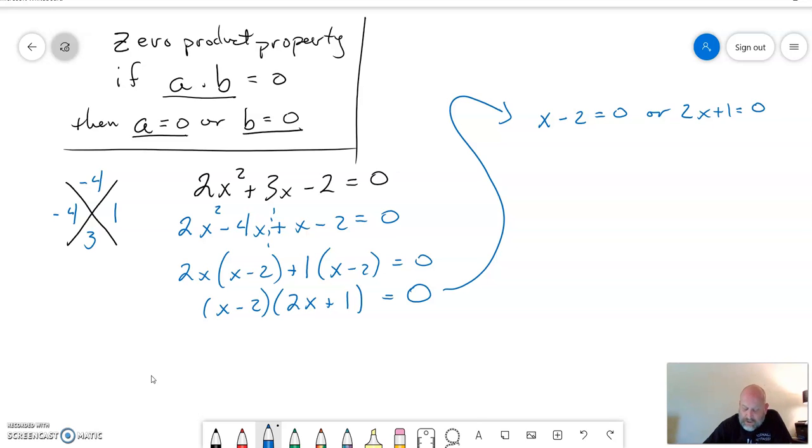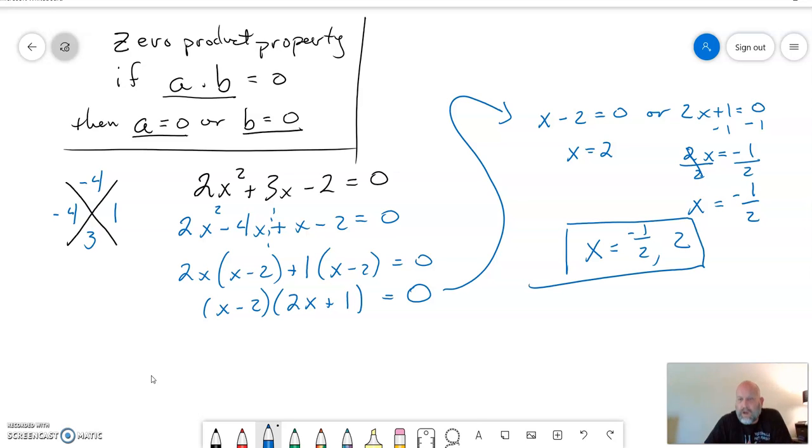At this point, I'm just going to solve these. If I add 2 to both sides here, I end up with x is equal to 2. Here, I'll subtract the 1 from both sides, so that gives me 2x is equal to negative 1, and then divide by 2 to give me x is equal to negative 1/2. And so those are my two solutions here. So x equals negative 1/2 or 2.